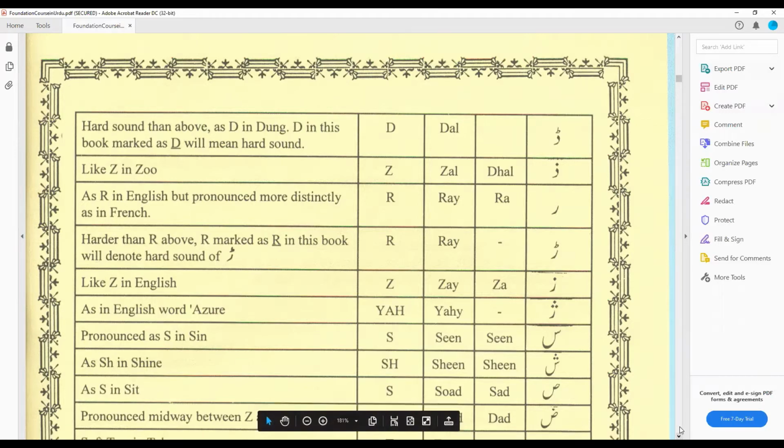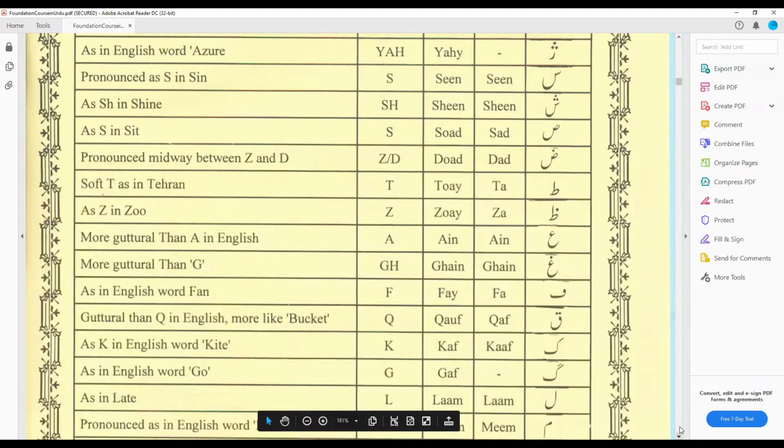Okay. Next we have Sin, and Shin, which is SH, sounding like sheen. Then Zwad, which can be Dod or Zod, with Z or with D, pronounced midway between Z and D. Zod or whatever you want. Then Toy and Zoe.